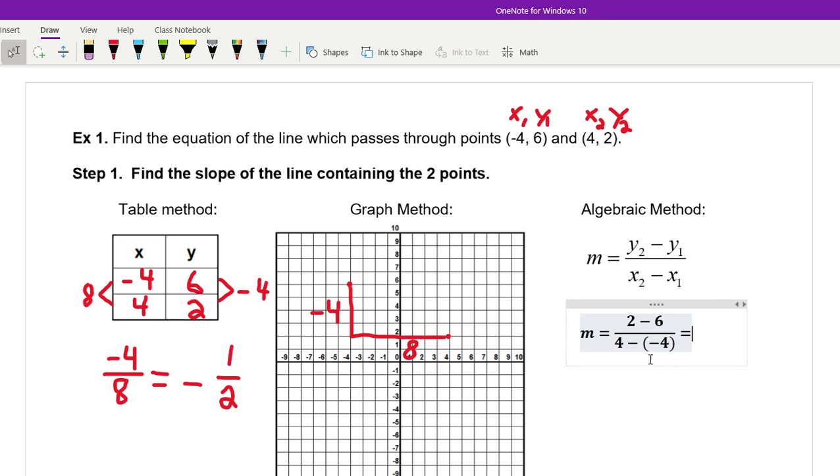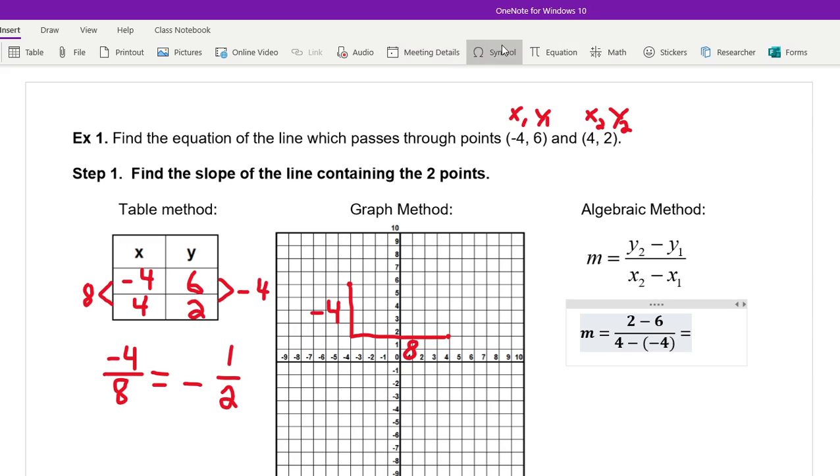When we simplify this, that leaves us a -4 at the top. And at the bottom, we have 4 minus a negative. A negative times a negative is positive. So what we're actually doing is 4 plus 4, which gives us the 8 value at the bottom. Then our last step is to simplify one more time. This leaves us with a -1 on top and a 2 at the bottom.